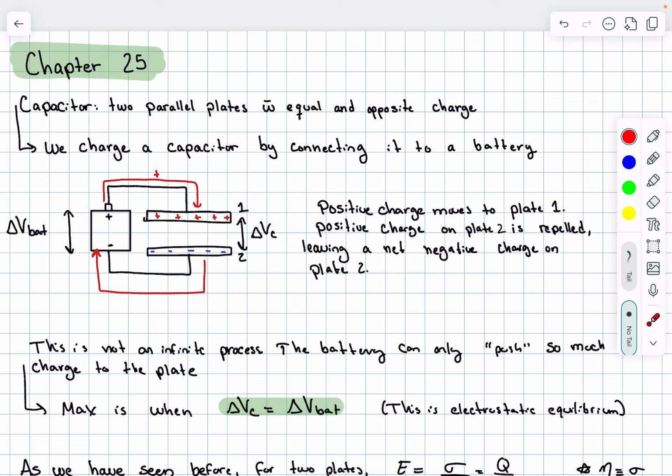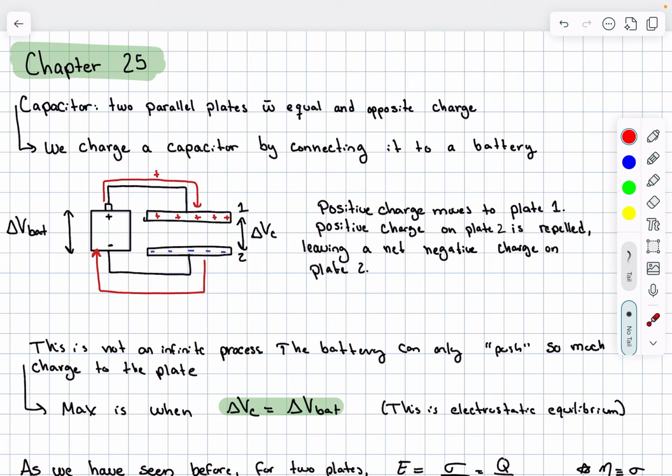Now, what's going to happen is this positive charge is going to keep building up on this plate. But every single time a positive charge ends up on this plate, it gets harder and harder for the battery to push that positive charge here. Of course, this is positive, we're trying to force another positive on it. That positive is going to be repelled. And at some point, it's going to max out. And that point is when the potential difference between our parallel plates is equal to the potential difference of the battery. And that's what I try to explain right here.